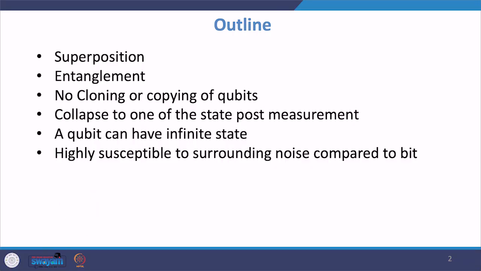In the outline we will look into superposition, which we have already taken up in the previous lecture. We will look into entanglement, then cloning or copying of qubits, collapse of one of the states post measurement, and the fact that you can have an infinite number of states as a qubit, and that they are highly susceptible to noise. We will see how this compares to an ordinary design, right. This is what we are looking into as far as this state is concerned.